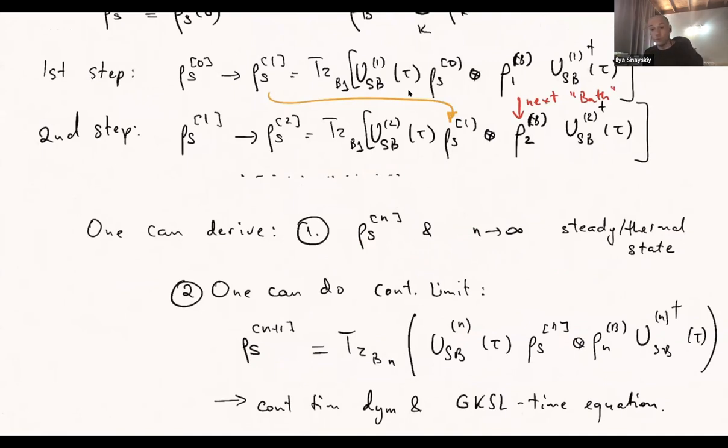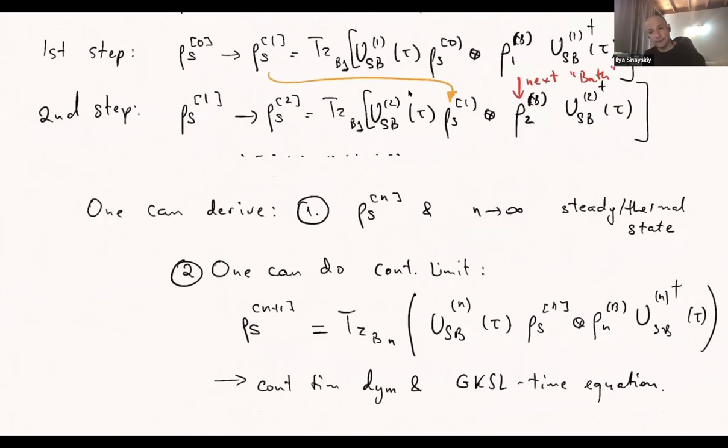Or we can also do, which is much more practical, and that's why people like and enjoy doing these things, a continuum limit. And you can do two types of continuum limit. You can do a continuum limit for the state. So you can find how the state depends not on discrete time, which was labeling first step, second step, third step, and so on and so forth. Or you can do a continuum limit.